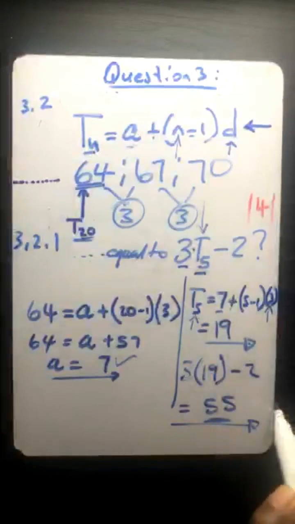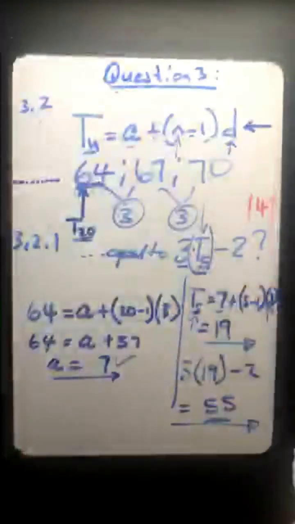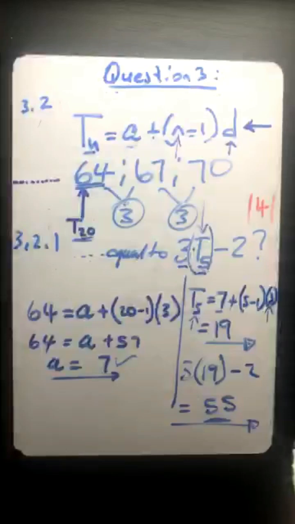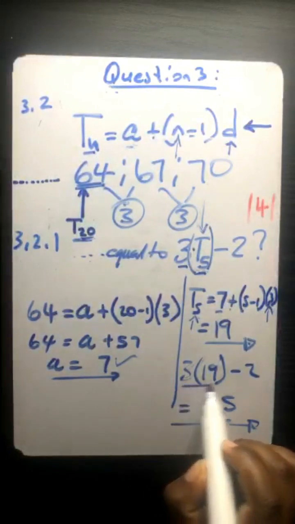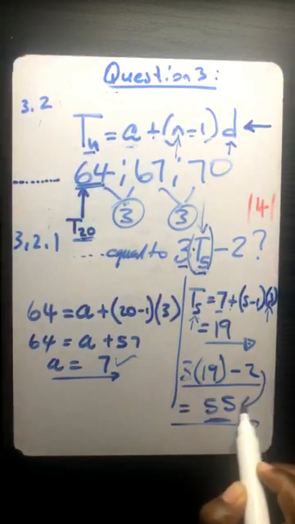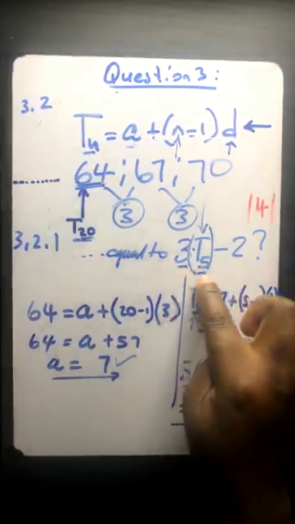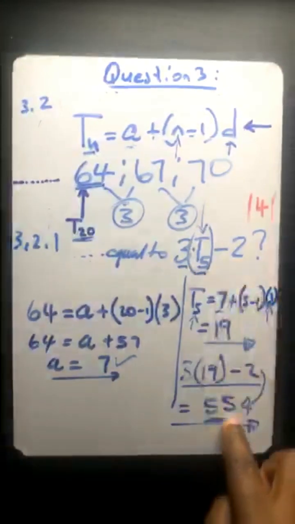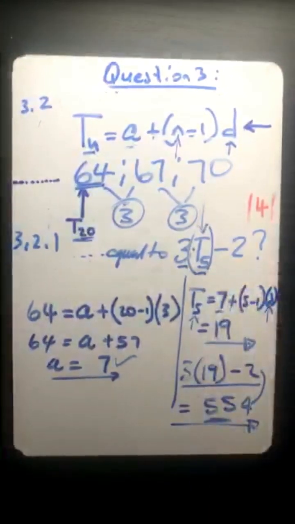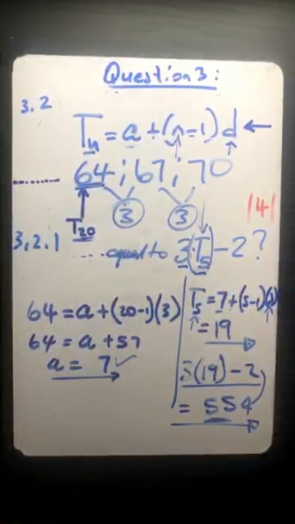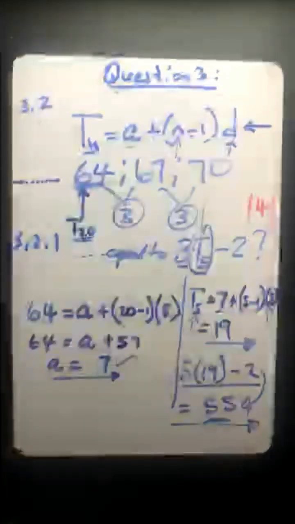So that means term number 5 is actually equal to 19. So now you substitute it there and punch all of that, it gives you 55, which means 3 multiplied by term number 5 minus 2 gives you 55, which is what the question asked, I think. Let me see. It said, which term in the pattern will be equal to that?